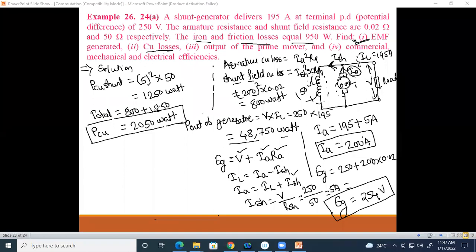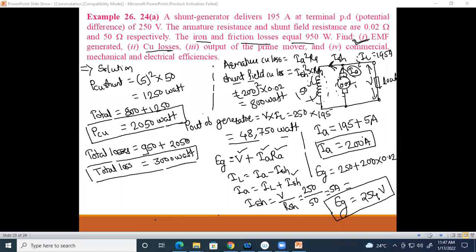Now, according to this, we are able to calculate the total losses. Total losses are equal to constant loss plus copper loss, or iron and friction loss plus copper losses. Iron and friction losses are 950 plus copper losses 2050. So total losses are 3000 watt.